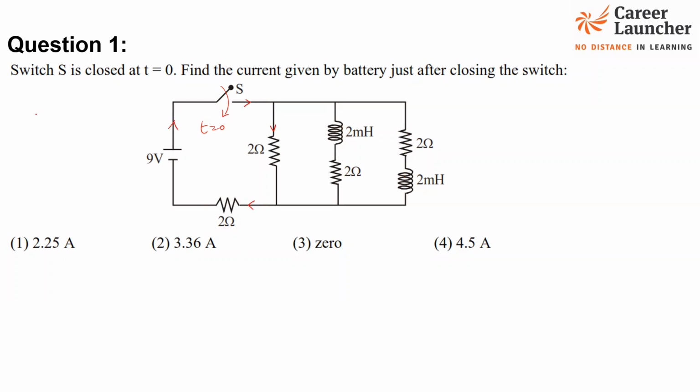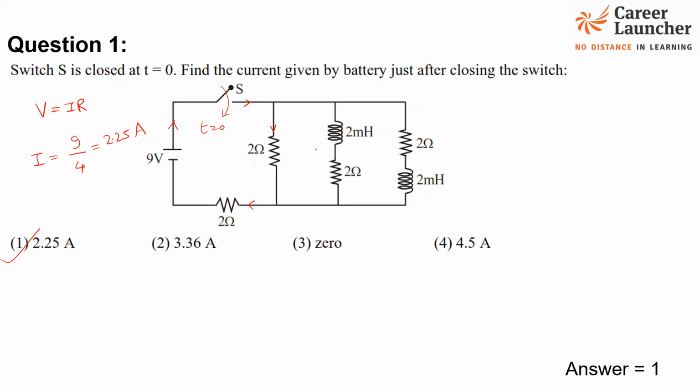So I can simply write V equals IR, or the current from the battery will be 9 upon 2, and 2 will come in series. So 9 upon 4, which is 2.25 ampere. So my answer is option 1.